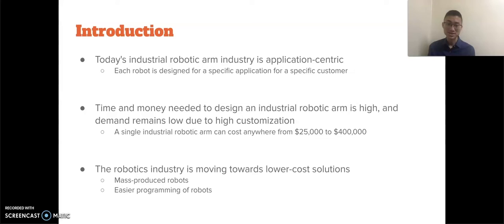The robotics industry is now moving towards lower-cost solutions such as mass-produced robots and eliminating some of the costs of engineering an arm, such as software frameworks that make programming easier.